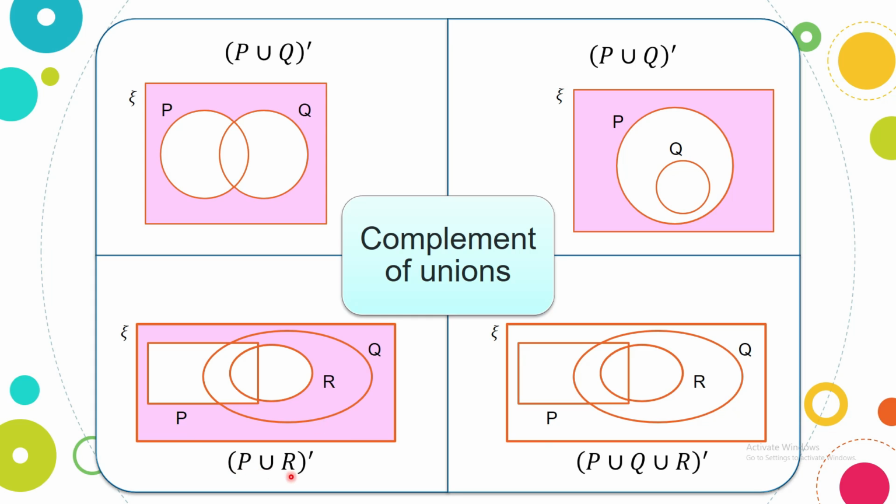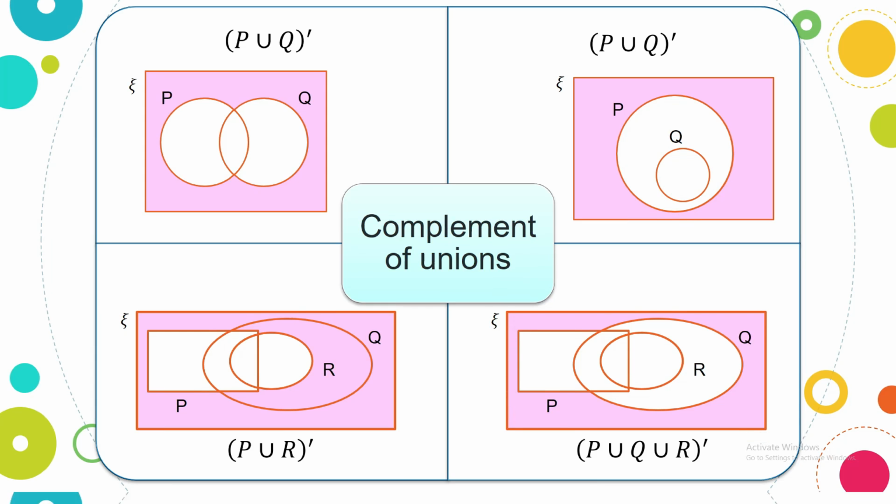Okay, next, P union Q union R. We know that this is set P, this is set Q, then this is set R. So if the three sets are unioned, it is this part. But this is a complement of union, so it must be out of the union part. We shade the Venn diagram just like this, out of the union part.